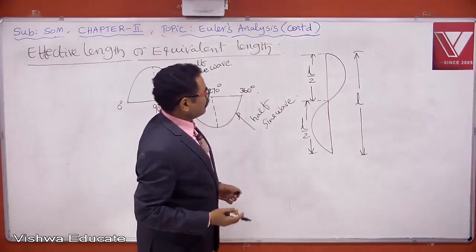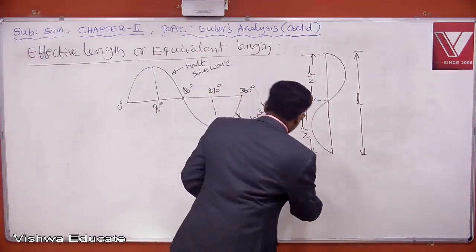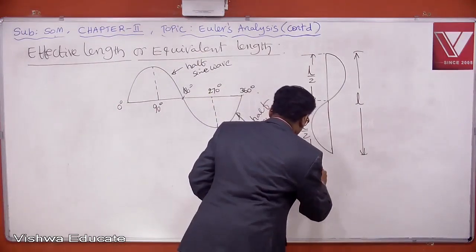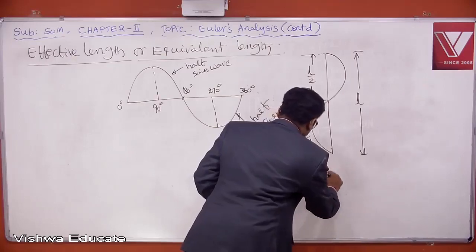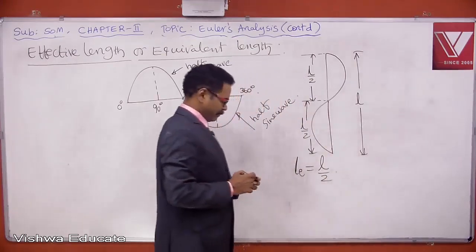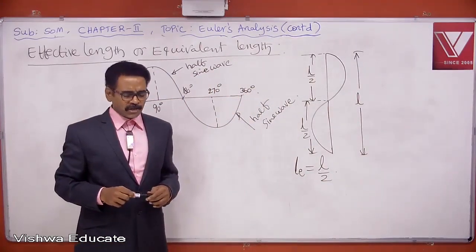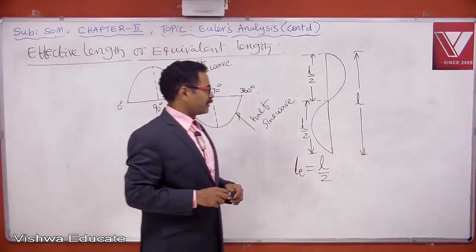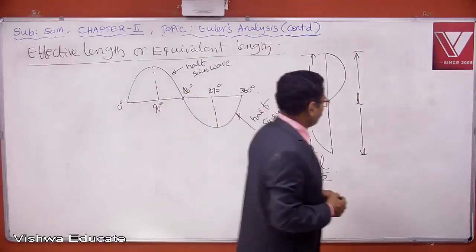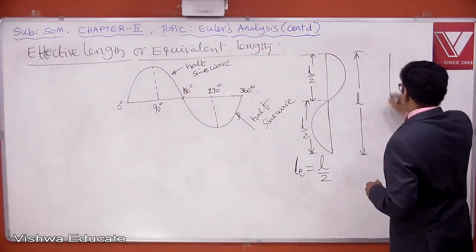Then what is effective length? Effective length LE is equal to the length of half of the sine wave. It is nothing but L by 2. Each length of half of the sine wave is effective length. Similarly, a column may buckle like this.